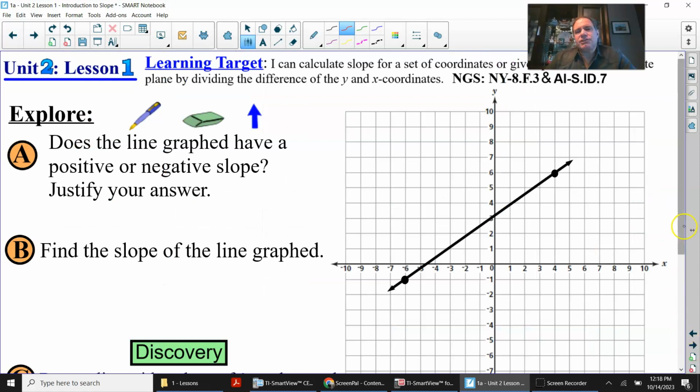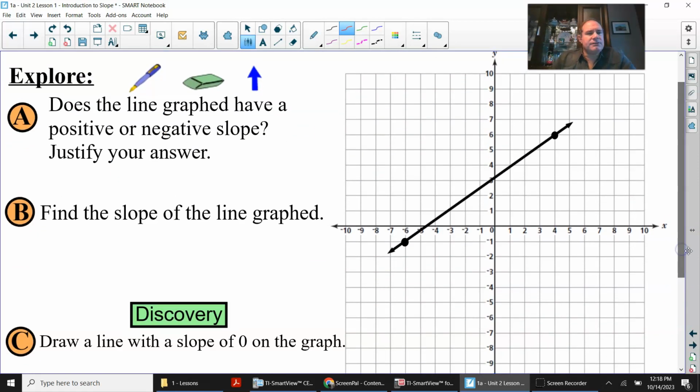All right, let's just talk about this right here. Does this line graph have a positive or negative slope? Right off the bat, you should say definitely positive. Looking at this line, it is going up from left to right. So that means we know that this is going to be a positive slope.